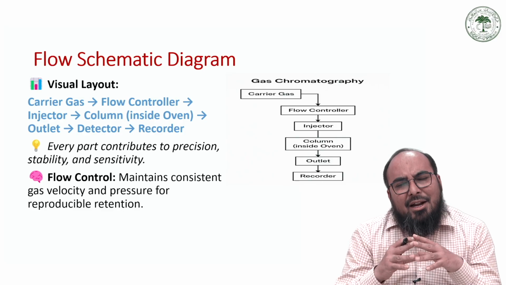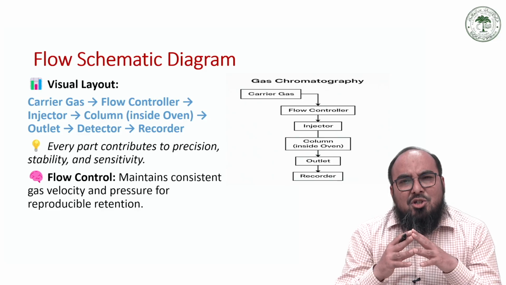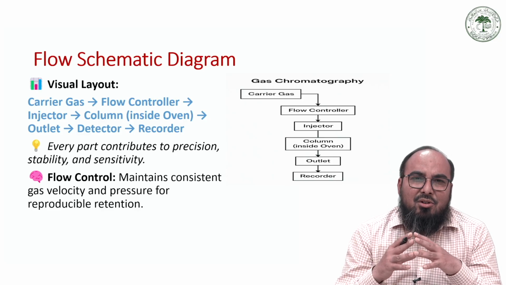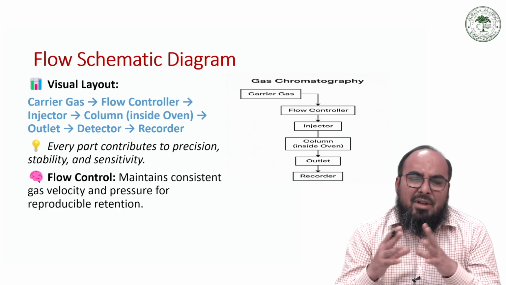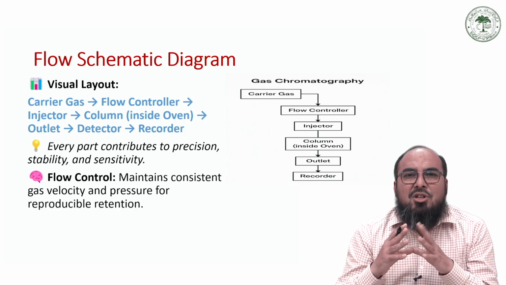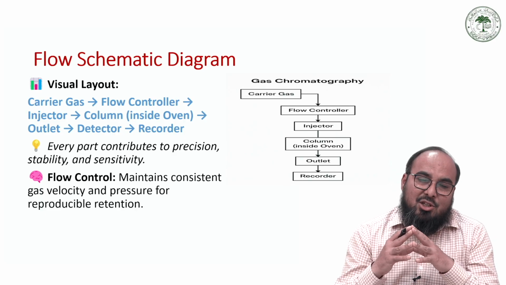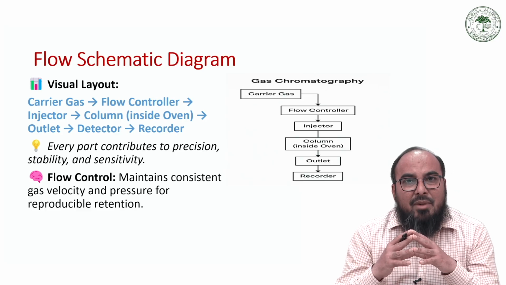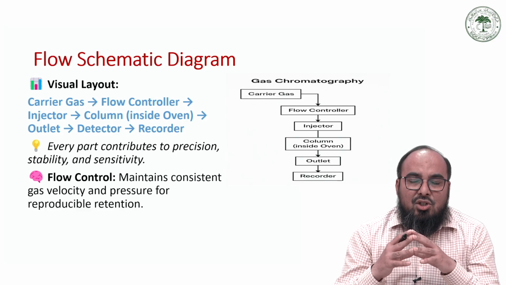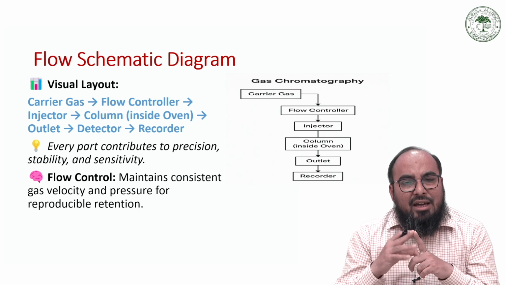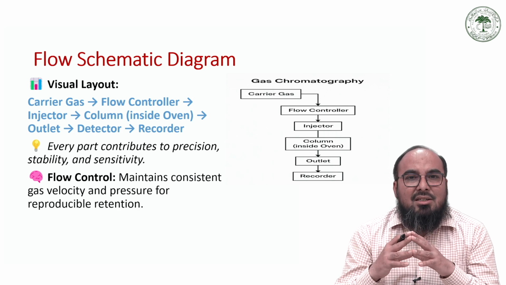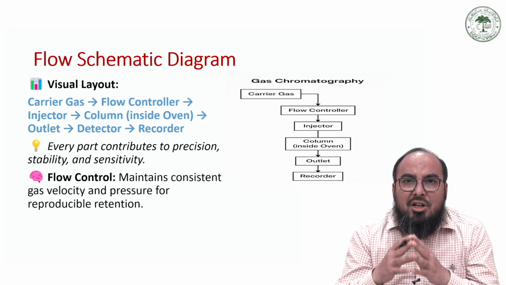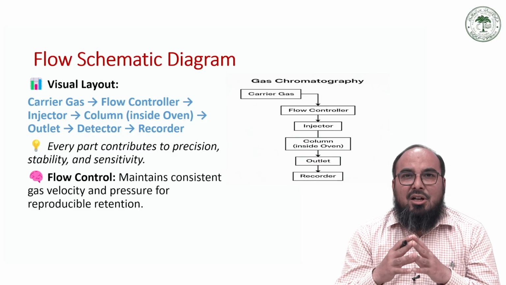But the problem with nitrogen is that it gives you poor resolution. It gives you some type of blurred peaks. So nitrogen is avoided. And in some cases we use hydrogen also, although hydrogen forms explosive mixtures with certain compounds. So the foremost aspect of a carrier gas is that it should only act as a transporting material, nothing more than that.